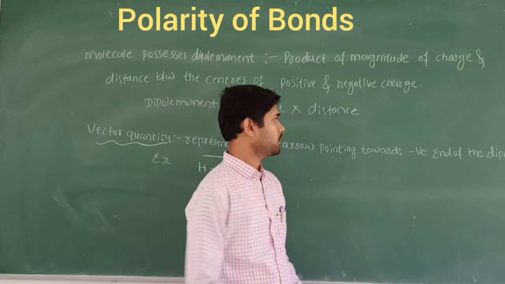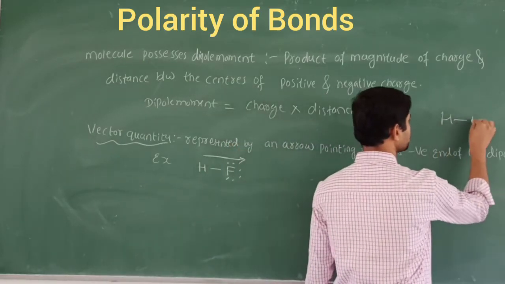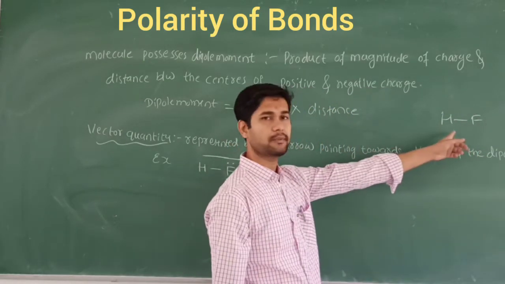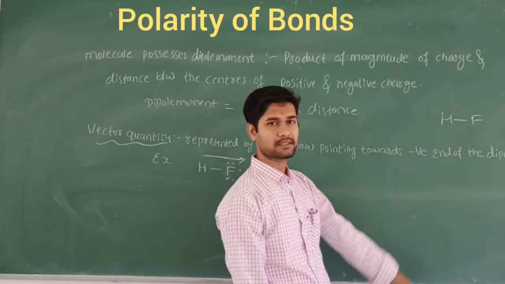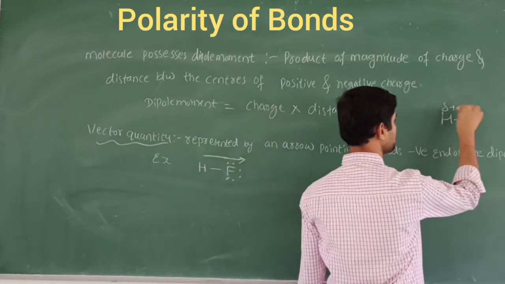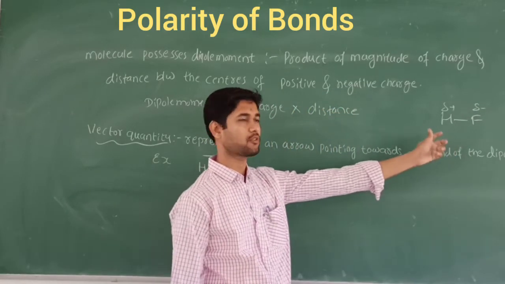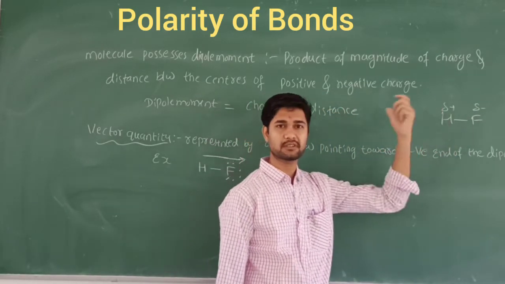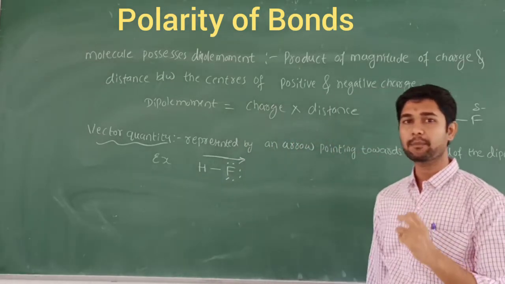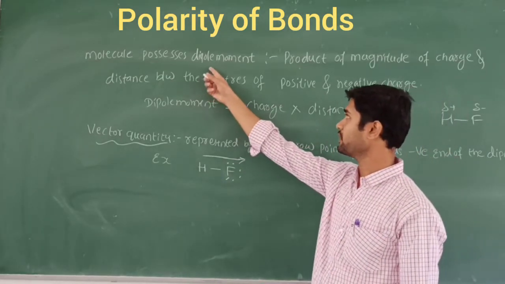When you look at the HF molecule, polarity exists here. That is the separation of charge, right? One side gets a partial positive charge, the other side gets a partial negative charge. This is called polarization of the bond. As a result of this polarization, the molecule possesses a dipole moment. That is one term we need to know: the dipole moment.